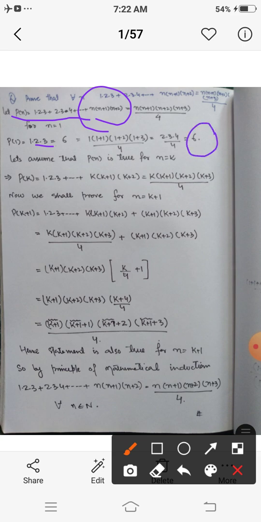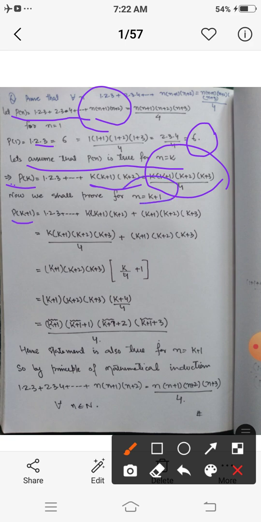So this means that the given statement is true for n equals 1. Now let's assume that P of n is true for n equals k. So this means that P of k is 1 into 2 into 3 plus so on to k into k plus 1, k plus 2, which is simply k into k plus 1, k plus 2, k plus 3 upon 4. Now we shall here prove this for n equals k plus 1.